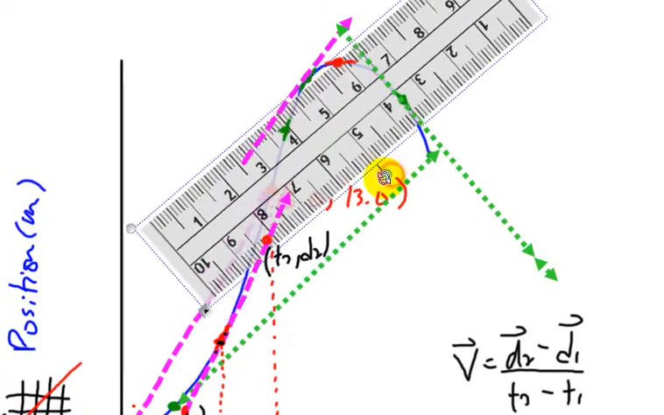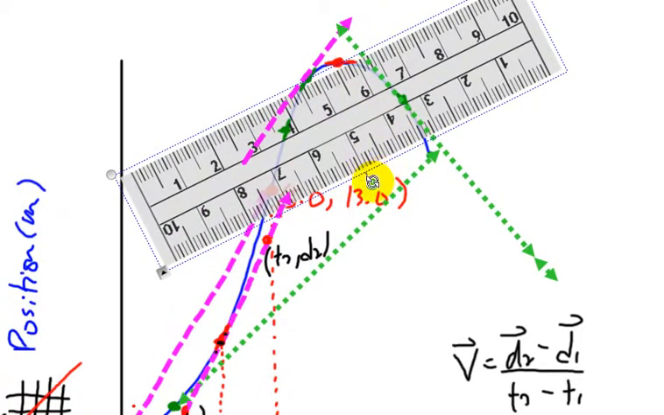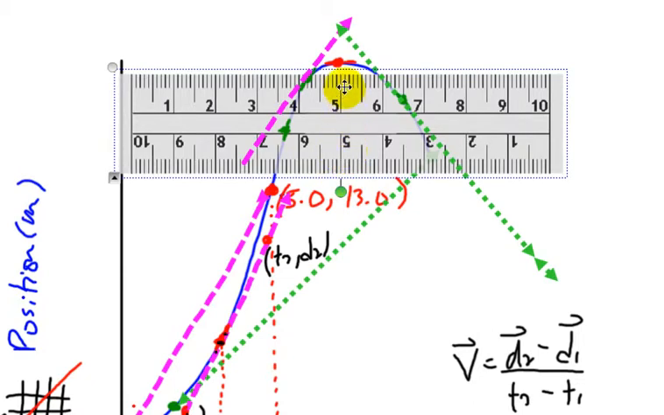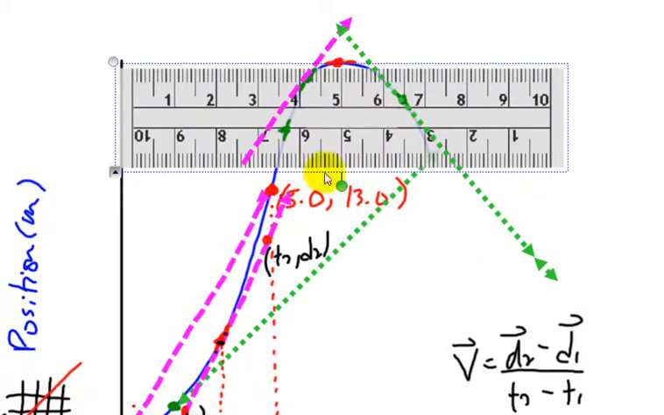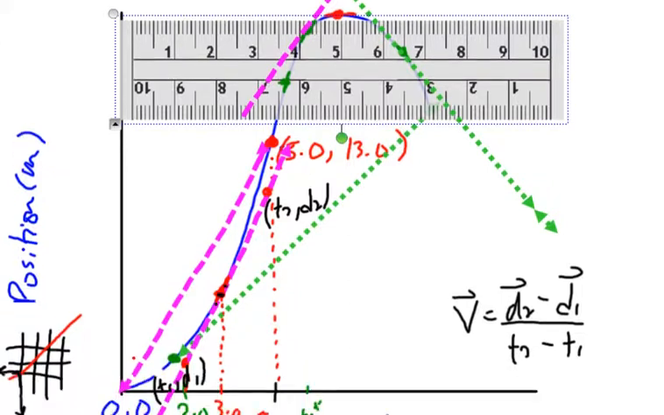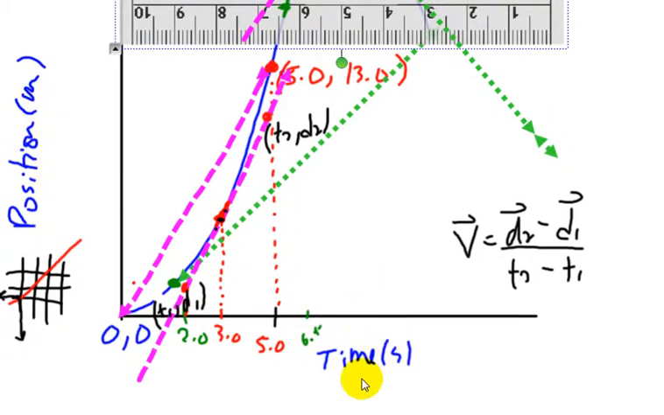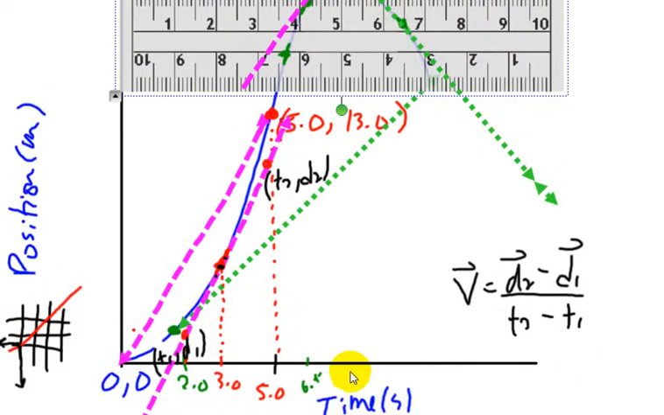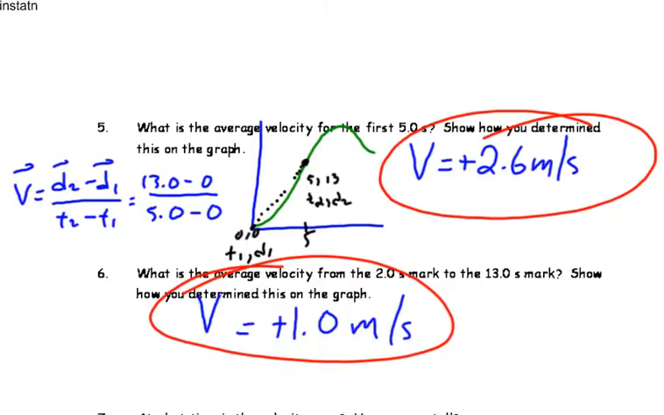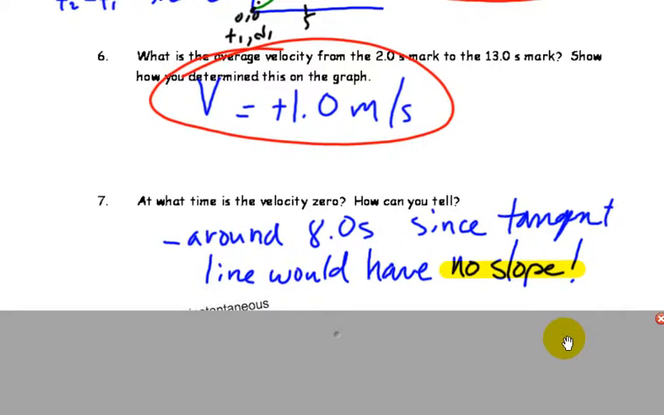As we approach the top, especially at the very top here, if I was to magnify what the slope of that point up there would look like, it would look very similar to a horizontal line. And of course the slope of a horizontal line is 0. So position over time, velocity, that would be 0. So right at this point here, which represents the top of that curve, would be a slope of 0, which would indicate 0 velocity. So around 8.0 seconds, since the tangent line would have no slope.